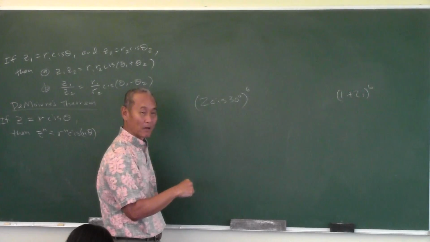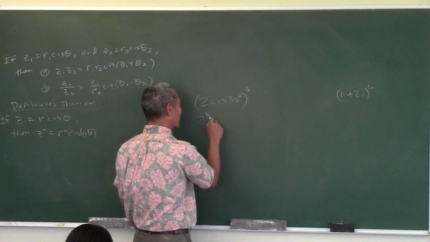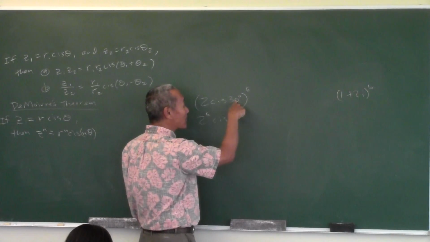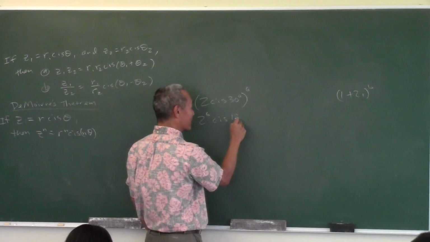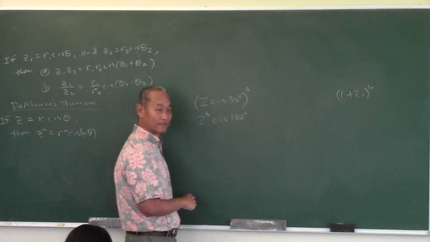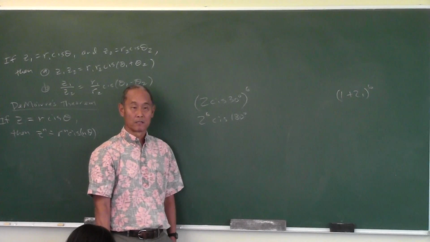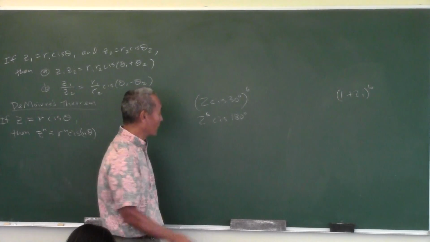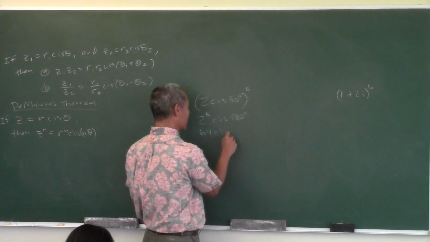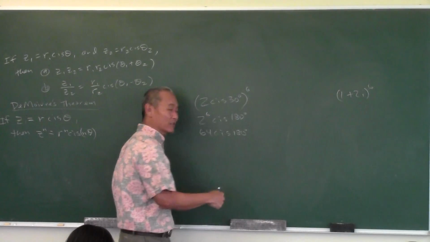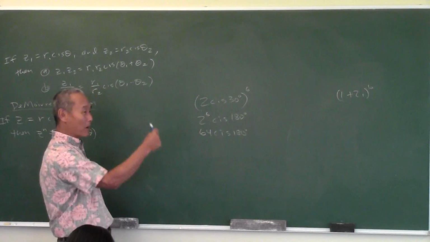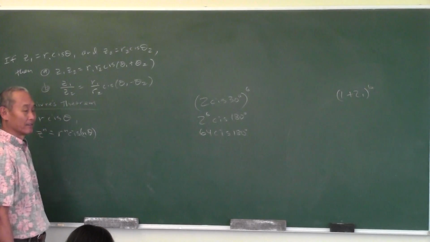What is 2 to the 6th power? Here, I'll just write it like this. And then you multiply the angle times the power, so that's 180 degrees. So all you have to do now is, what is 2 to the 6th? 64. So 64 cis 180 degrees, boom, finished. You can do the problem in like 1 second.